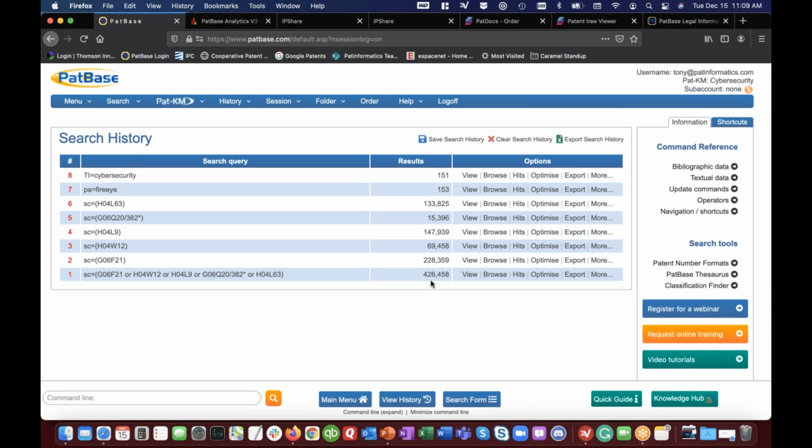426,458 records. And for the sake of looking at this and breaking it down individually, I've also gone ahead and searched them one at a time, so that when I bring this over to analytics, I'll be able to go ahead and talk more about each one of these individual segments and make comparisons. Because quite frankly, that's one of the things I think is most valuable in a patent landscape report.